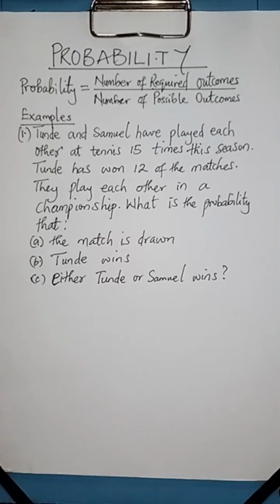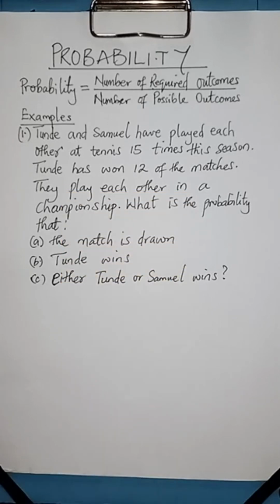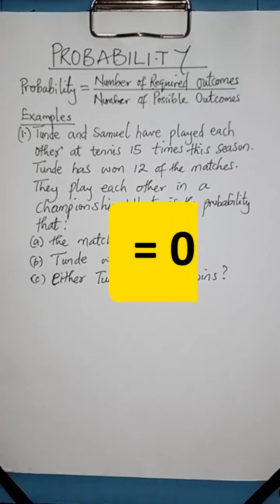This means that the value of probability is never greater than 1. It is equal to or less than 1. And where probability does not exist, it is equal to 0.